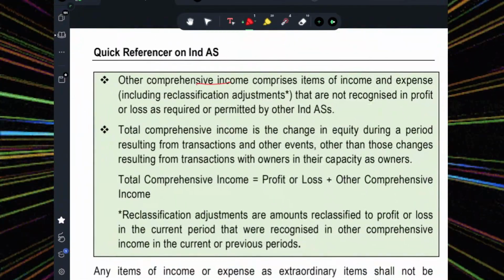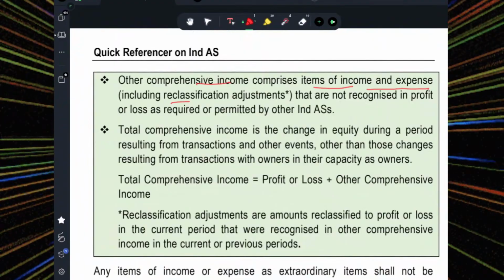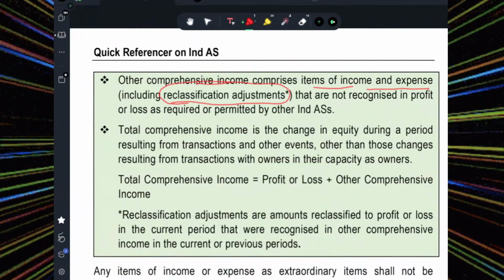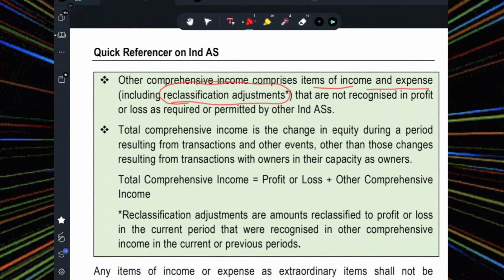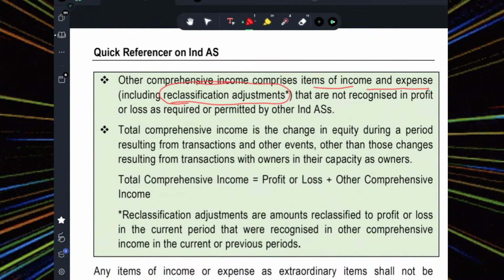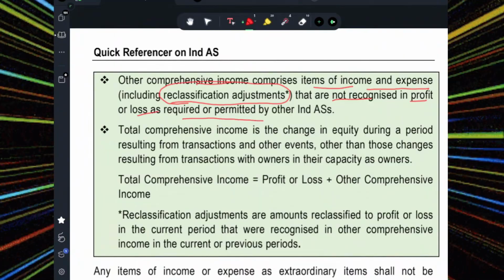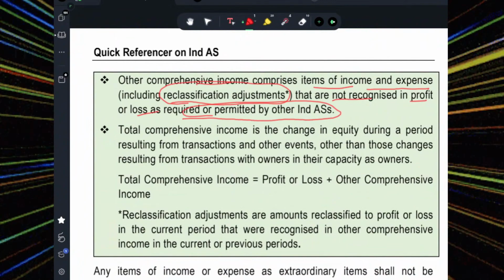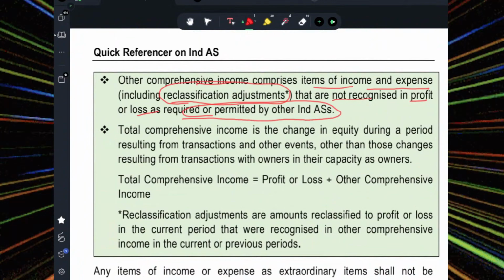The other comprehensive income comprises items of income and expenses, including reclassification adjustments. So if I am reclassifying something, or increasing the value of an asset, that is also my income right now. They are not recognized in the profit and loss, as required or permitted by other Ind ASs. So other comprehensive income is something which cannot be shown in the normal profit and loss account.